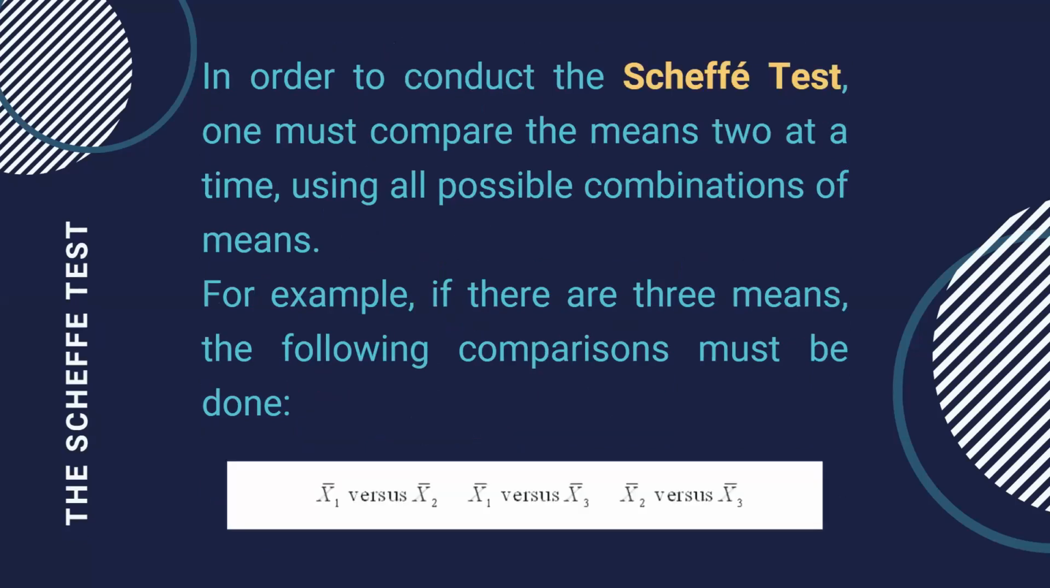The Scheffé test: in order to conduct the Scheffé test, one must compare the means 2 at a time using all possible combinations of means. For example, if there are 3 means, the following comparisons must be done: x bar 1 versus x bar 2, x bar 1 versus x bar 3, x bar 2 versus x bar 3.